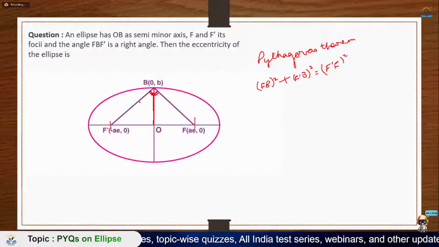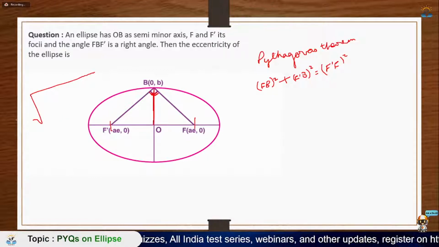So you know that f dash b is equal to how much? This thing is nothing but root of b minus 0 square, which is b square, plus 0 minus ae ka square, which is a square e square.